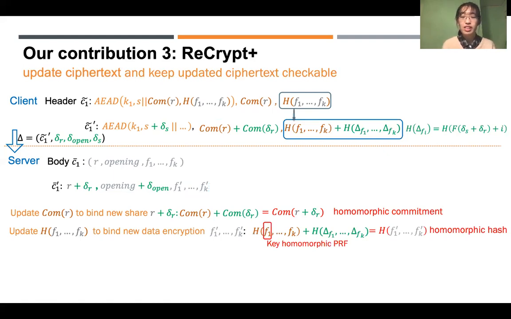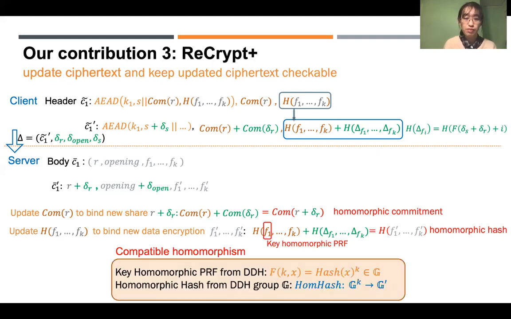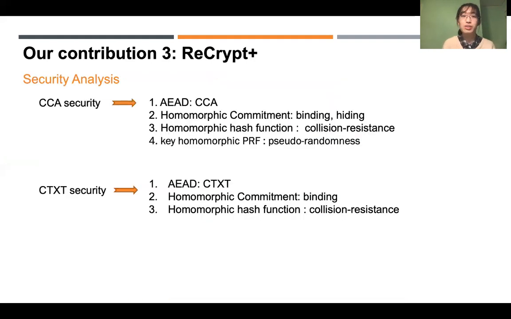The subtle point is that we know the original data encryption F1 to Fk are key homomorphic PRF values. Here the hash is also key homomorphic. So in some sense, we require the two homomorphisms to be compatible. That is, the domain of the homomorphic hash is the range of the key homomorphic PRF. So we need to involve a primitive called homomorphic hash from DDH group to achieve this.